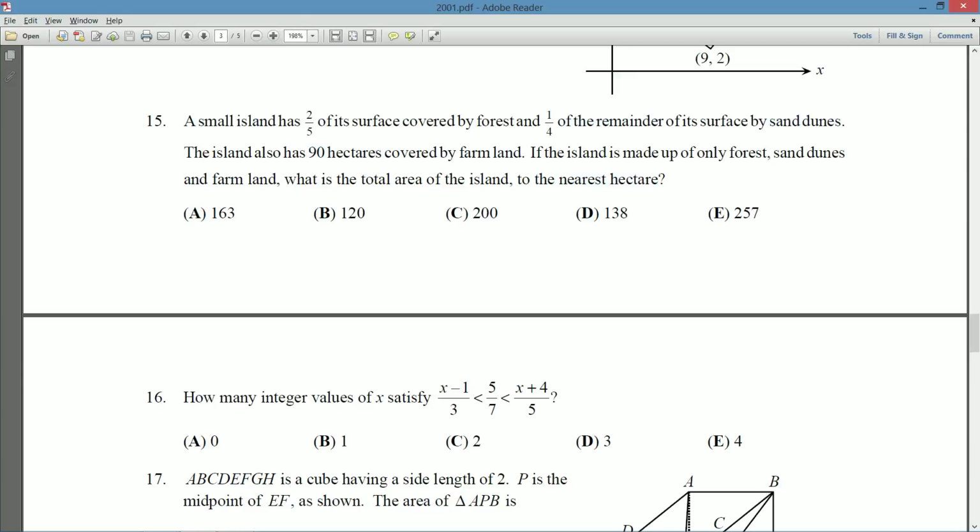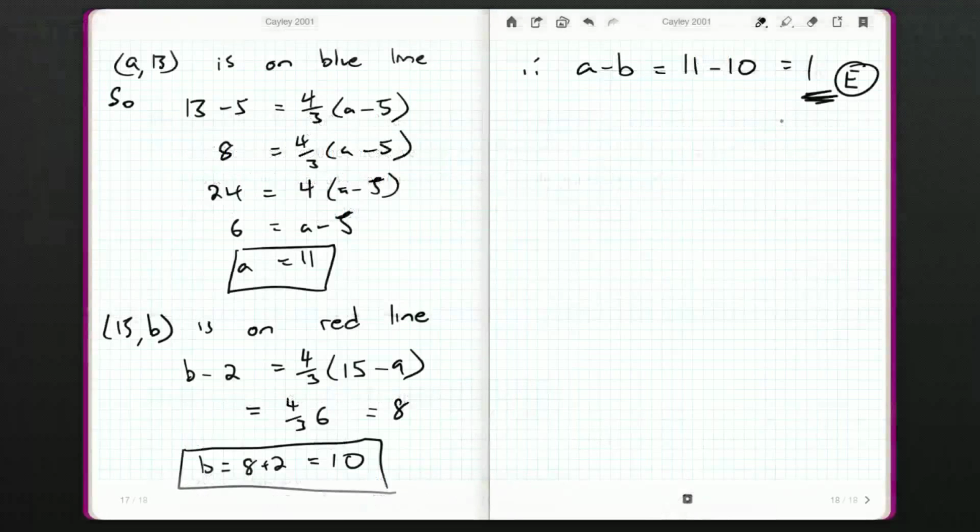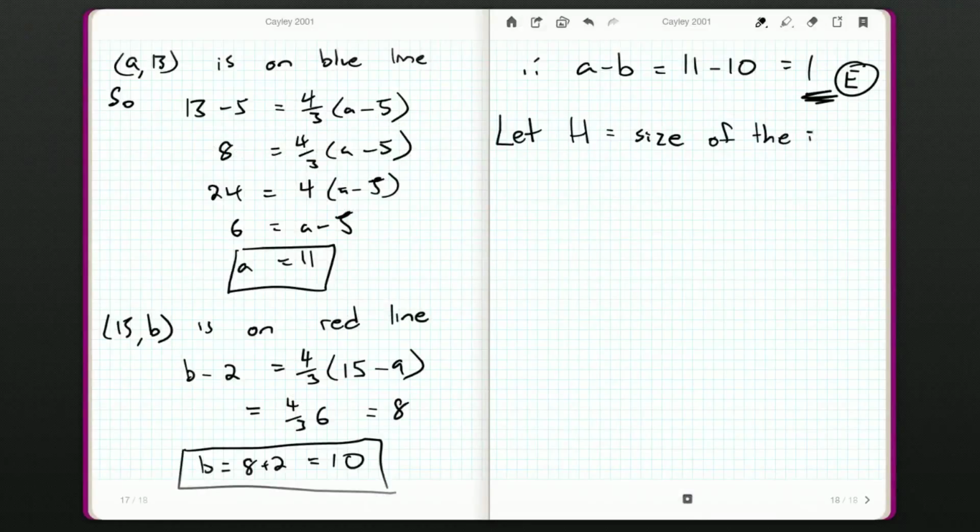So we have forest, we have sand dunes, and we have farmland. And we know that 2/5 of the surface is covered by forest. So the remainder is covered by sand dunes and farmlands. So we're going to let h be the size of the island. That's the thing we're looking for, so it makes sense to give that a variable name.